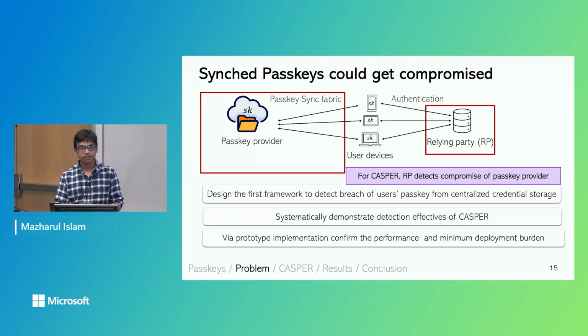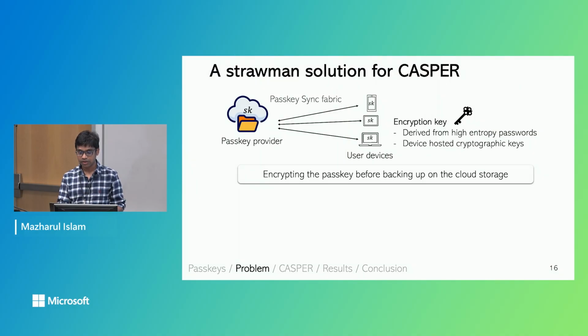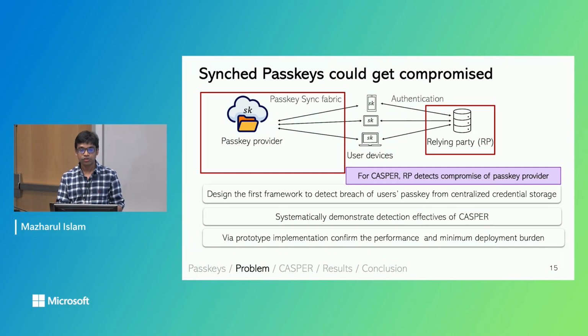It turns out identifying the effectiveness of CASPER is also not straightforward. So we use model checking experiments to identify what should be the system parameters and what should be the true detection rate of CASPER. Lastly, we also provide a prototype implementation with an existing passkey provider and confirm that it does not have performance overhead and poses minimum deployment burden.